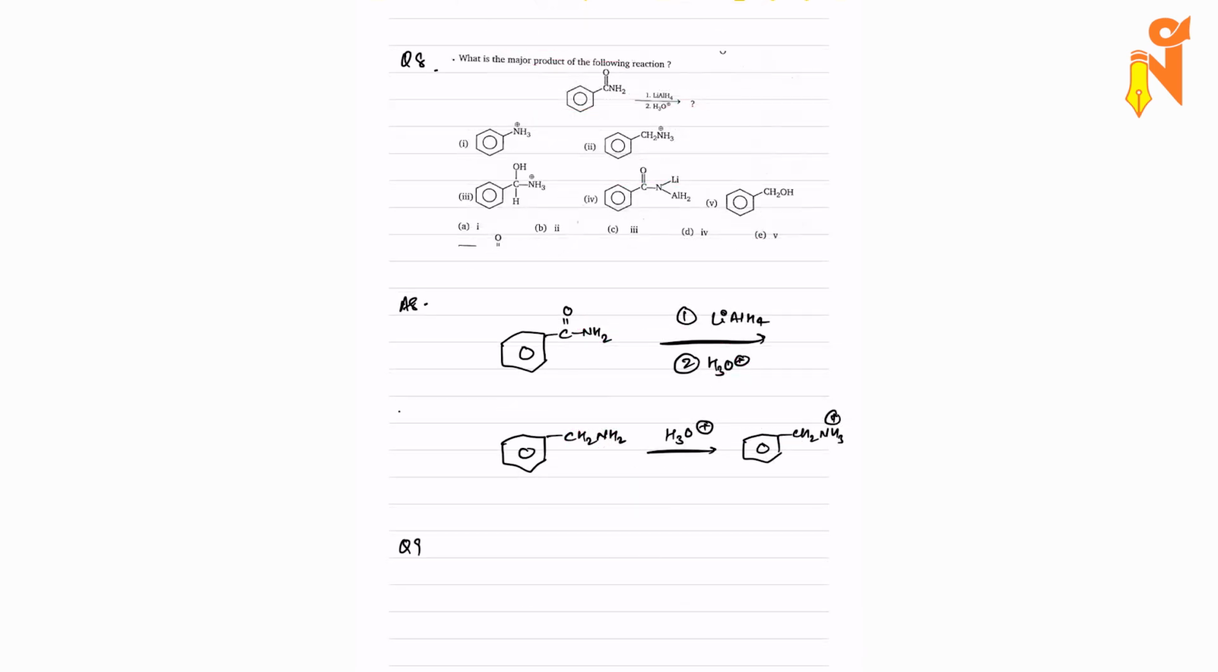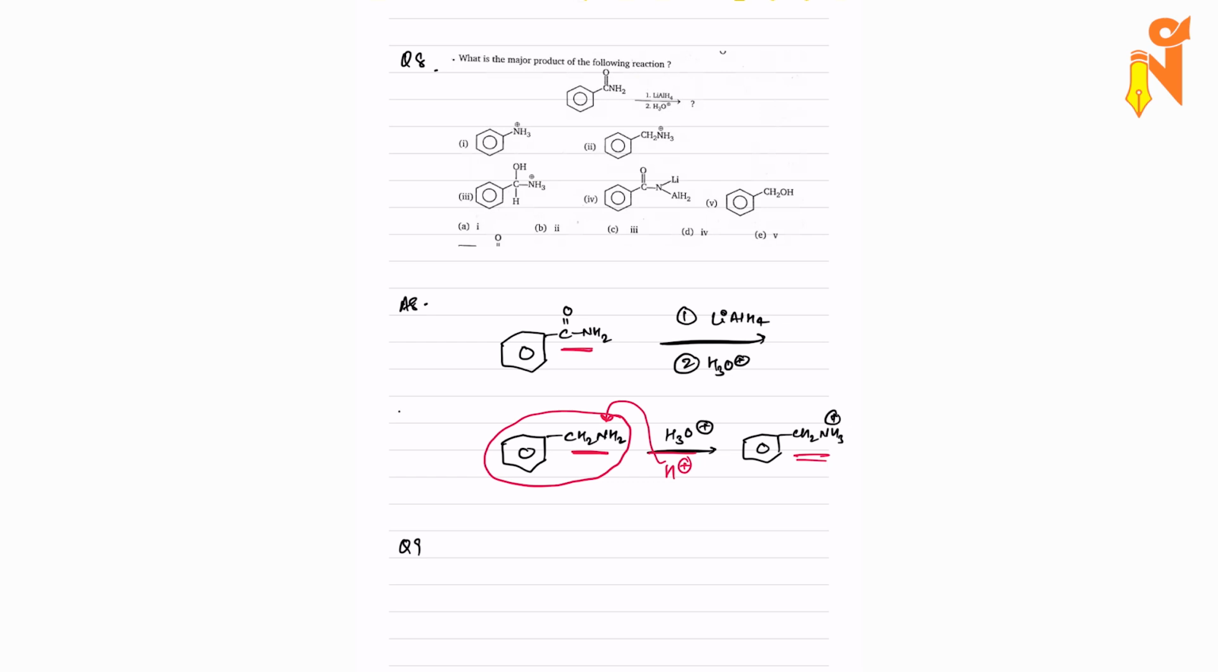Now come to question number 8, which is: what is the major product of the following reaction? An amide has been given, and we are reducing it and then hydrolyzing it in the acidic medium. So CONH2 on reduction always gives you CH2NH2. When you hydrolyze CH2NH2 in the acidic medium, nothing will happen, only the acidic H will go and get attracted towards the NH2, forming NH3 plus. That's it, nothing else is going to happen.